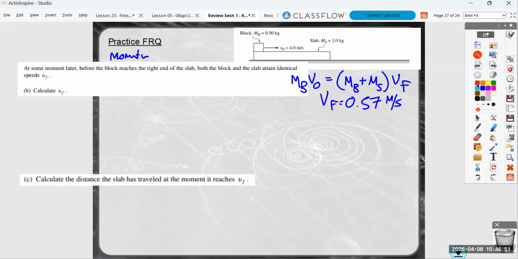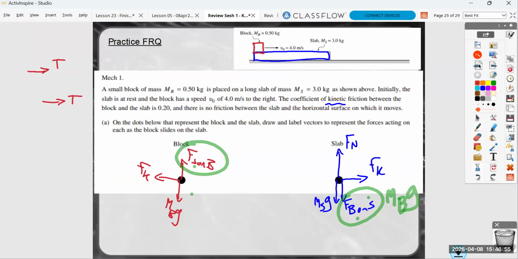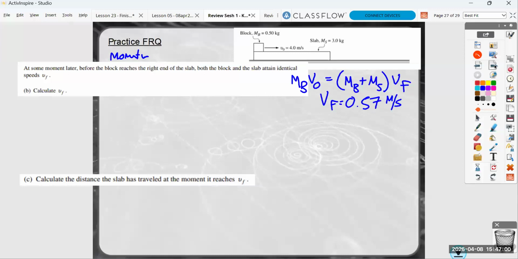We decided that the slab... I don't know, which one do you want to talk about first, the block or the slab? I don't really care. Let's talk about the block. The block is slowing down because of kinetic friction, right? So we know that for the block, I'm going to keep using red here, mu times the normal force, which will be m_b g, is going to be equal to m_b times its acceleration, little f equals ma.